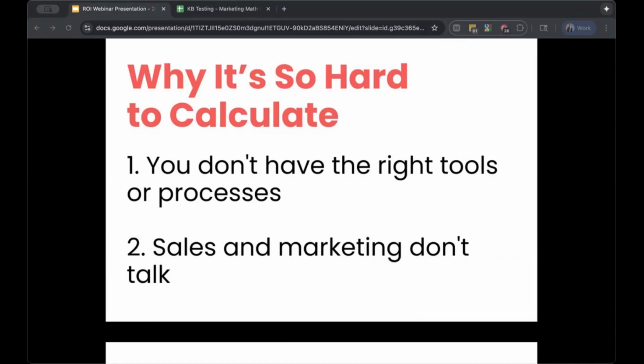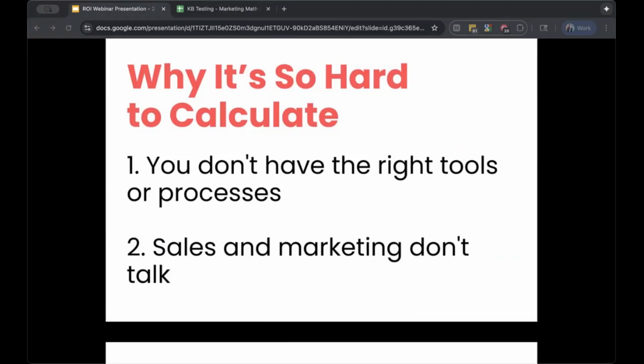Here's some good news. You don't need an expensive CRM. You just need to be organized and organize the data that you already have. And that's why we've built and put together some free tools for you to use to help you do exactly that. The second roadblock is that sales and marketing don't talk.